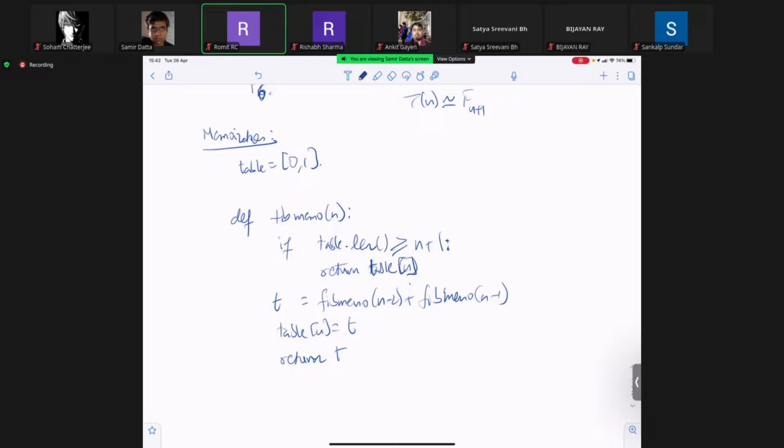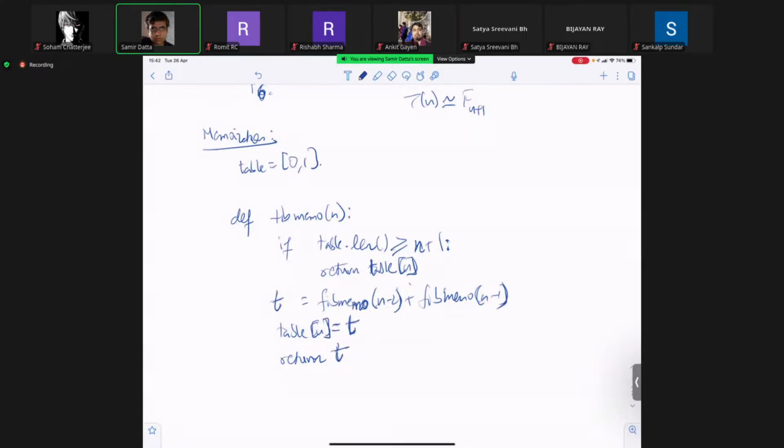So what I'm saying is, if table n is defined, then return table n. When is table n defined? When the length of the table is at least n plus 1. Correct? Yes. Otherwise, you compute the n minus 2th entry and the n minus 1th entry, add them, that is your t, and then table n is equal to t: set the table to t and return t.